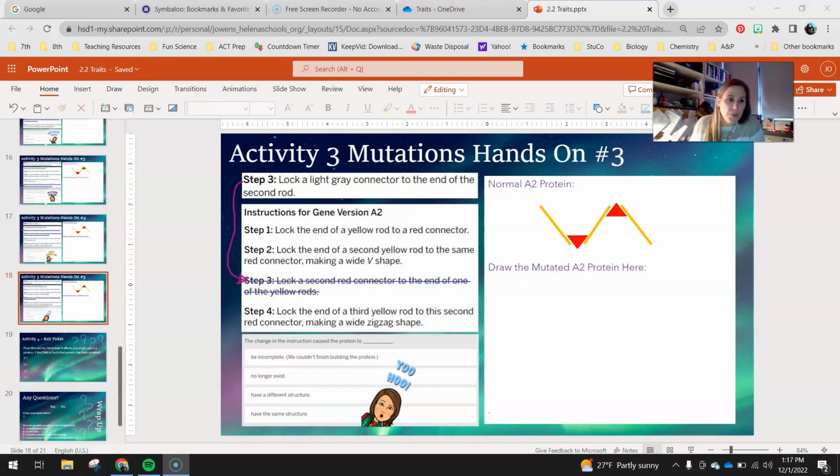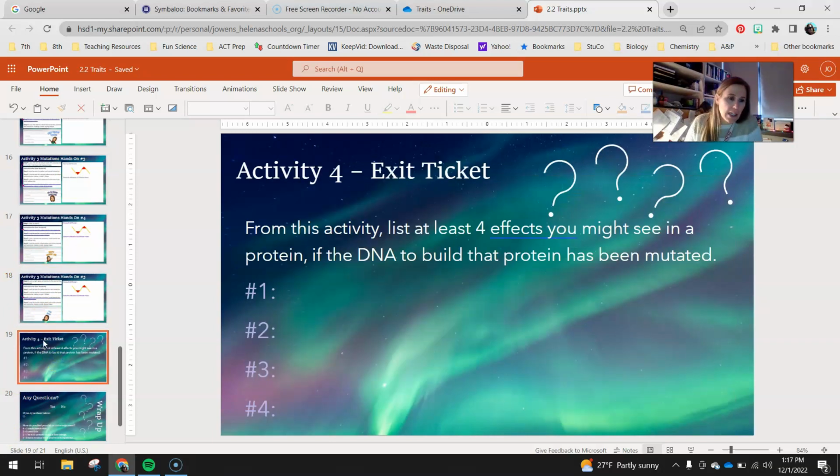All right, you should have just finished looking at different mutations you might see. Hopefully you completed through slide 18. Finally, you will do your little exit ticket for class today. Those in class are going to give me one way a protein might be affected from a mutation on the way out the door. You are going to list all 4. From this activity, list at least 4 effects you might see in a protein if the DNA to build that protein has been mutated. In your bell ringer, you tried to brainstorm 2. Now you should know 4 different changes, so list them there.